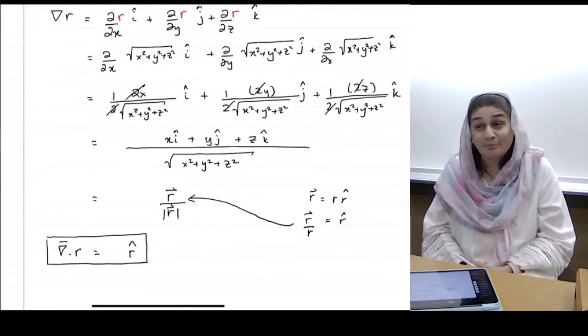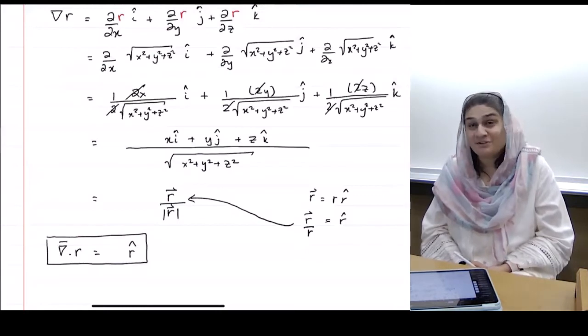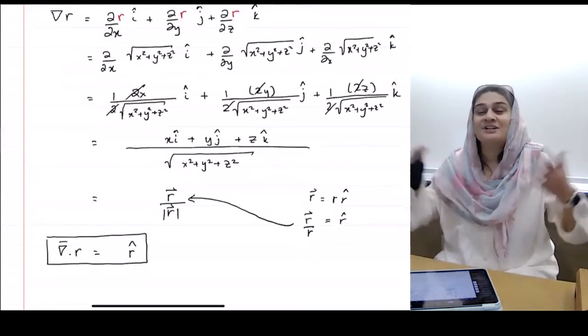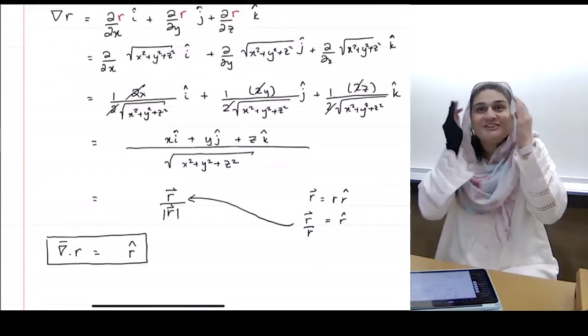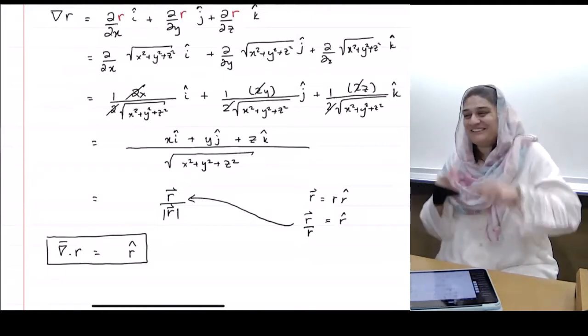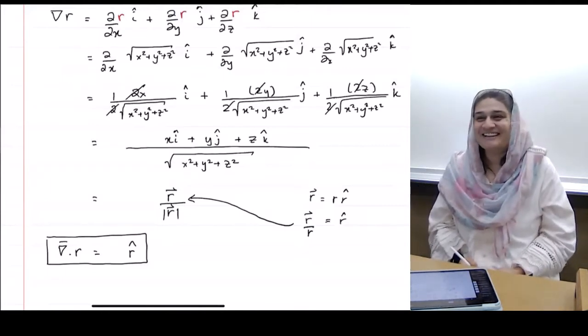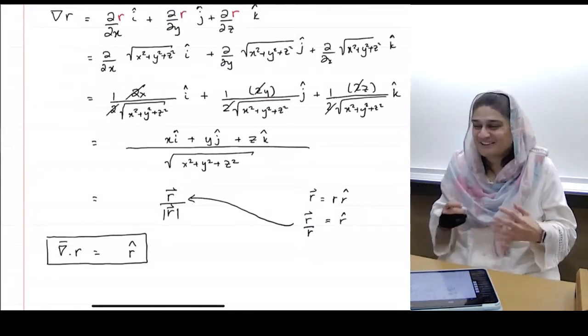So the slope of the magnitude of a vector just tells you the direction of the vector. Yeah, the first time I realized that, I was like, this is so cool. All it is telling me is what direction I need to go to. That is so cool.